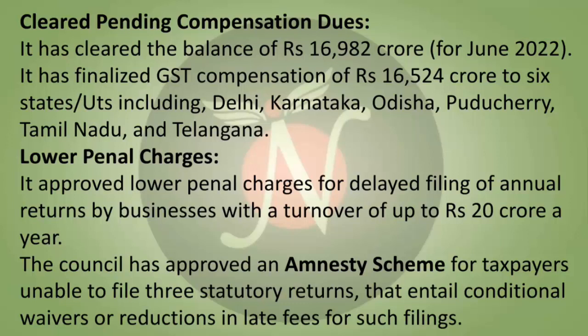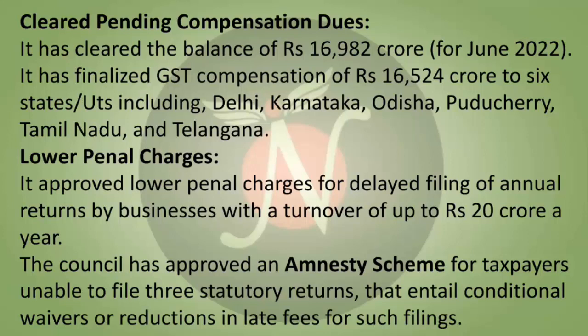Next, cleared pending compensation dues. It has cleared the balance of 16,982 crore for June 2022. It has finalized GST compensation of 16,524 crore to 6 states and UTs including Delhi, Karnataka, Odisha, Pondicherry, Tamil Nadu and Telangana.